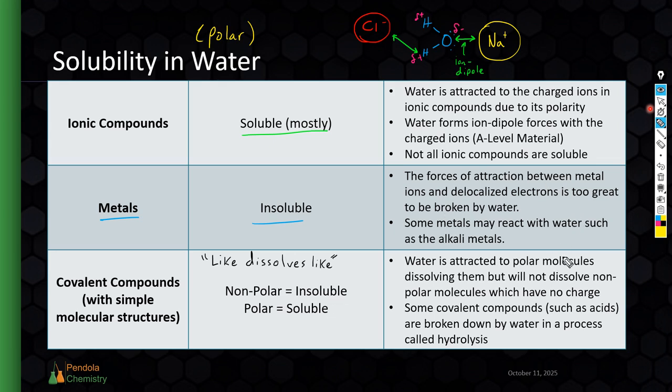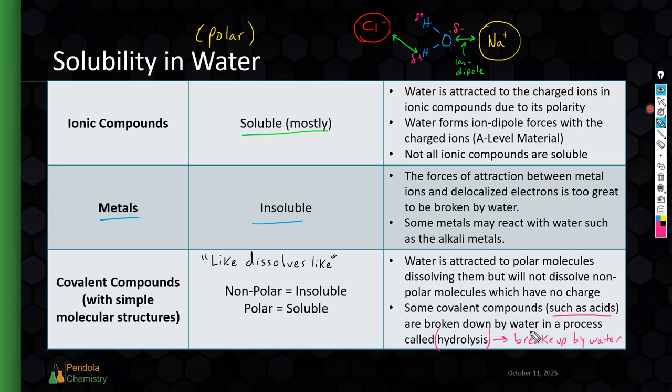And that's again because the water molecules that are polar are going to be attracted to other polar molecules that have a similar charge, dipole, positive and negative sides. Some covalent compounds, like acids, and this is something that you have learned and should keep in mind, are not just dissolved in water, but are broken down by water in a process called hydrolysis. Hydrolysis, this word, hydro means water, lysis means breaking up. So hydrolysis is the breakup of a compound or molecule by water.